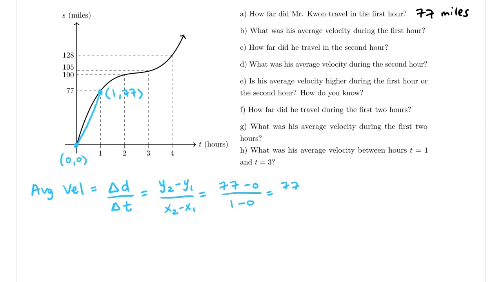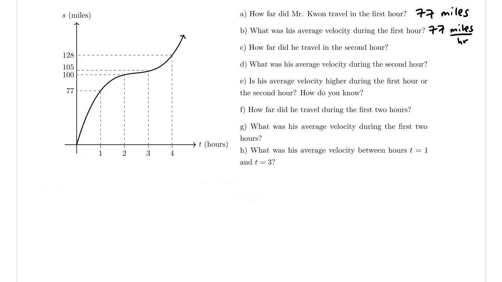And notice that the thing that we're measuring in the numerator is distance, and in the denominator we have time. So if I want to put the units, then this would be miles over hours, or another way of saying that is 77 miles per hour. So here is our final answer for part B.